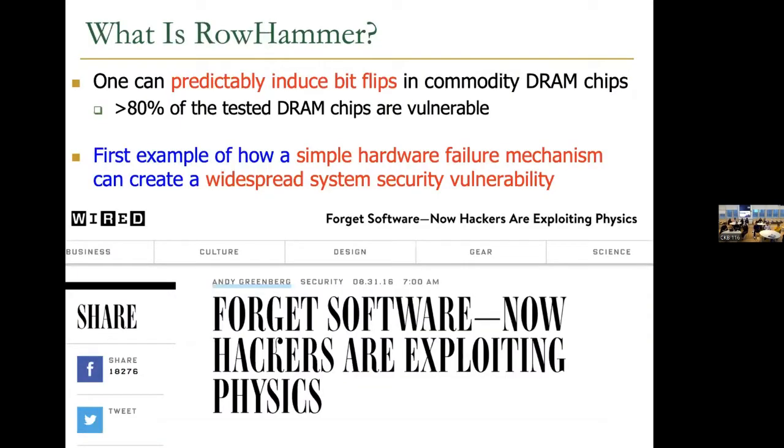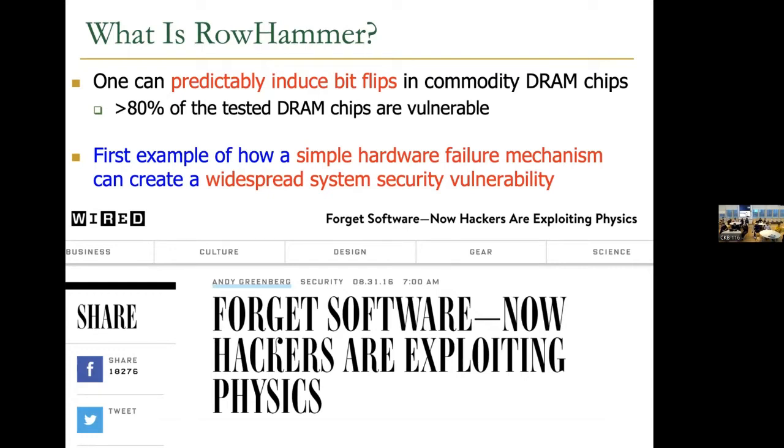Okay, so what is RowHammer and why am I telling you this? Essentially, RowHammer is the fact that you can predictably induce bit flips in today's commodity DRAM chips. At the time we first looked at the problem, it was about 80% of the chips that we tested. I'm going to tell you the story of it also. And it's also the first example of how a simple hardware failure mechanism can lead to a widespread system security vulnerability, as far as we know so far. If you know something else, please let me know and I'll correct this claim over here.